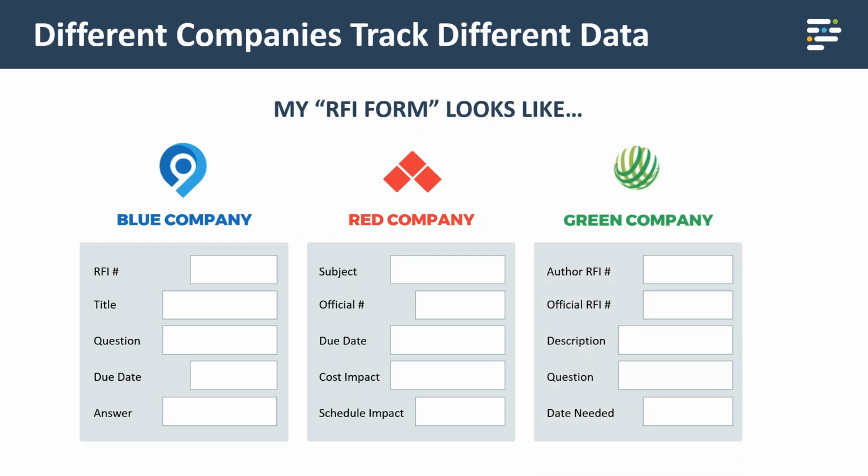And then finally, just like previously, a green company might have completely different needs. They track the author RFI number, but some of those don't become official RFIs. So they also want to track an official RFI number. Within that, they have a description, a question, and maybe instead of due date, they call that thing date needed. So three different companies have many different processes that they want to track. And even within a similar process, they might have different needs.